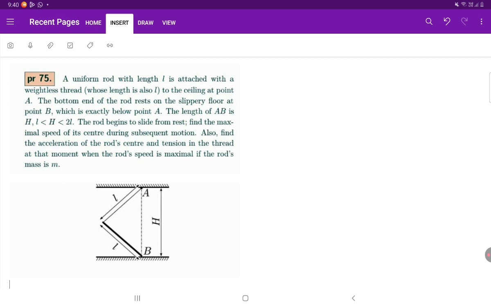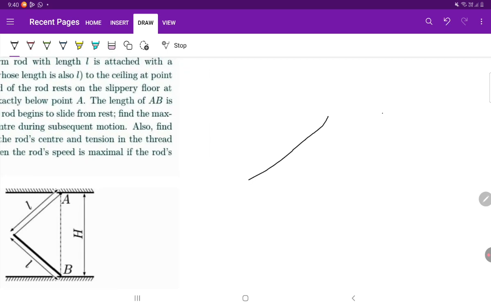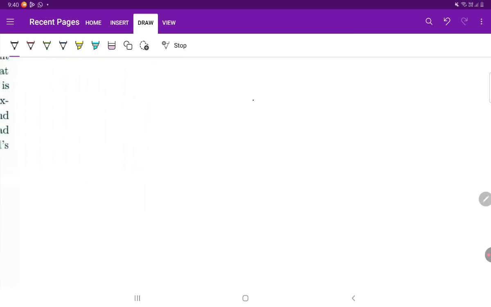Also find the acceleration of the rod center and the tension in the thread at the moment when the rod speed is maximal, if the rod's mass is m. Okay, so let's just first find the maximal speed. For maximum speed, we need to use work energy theorem.